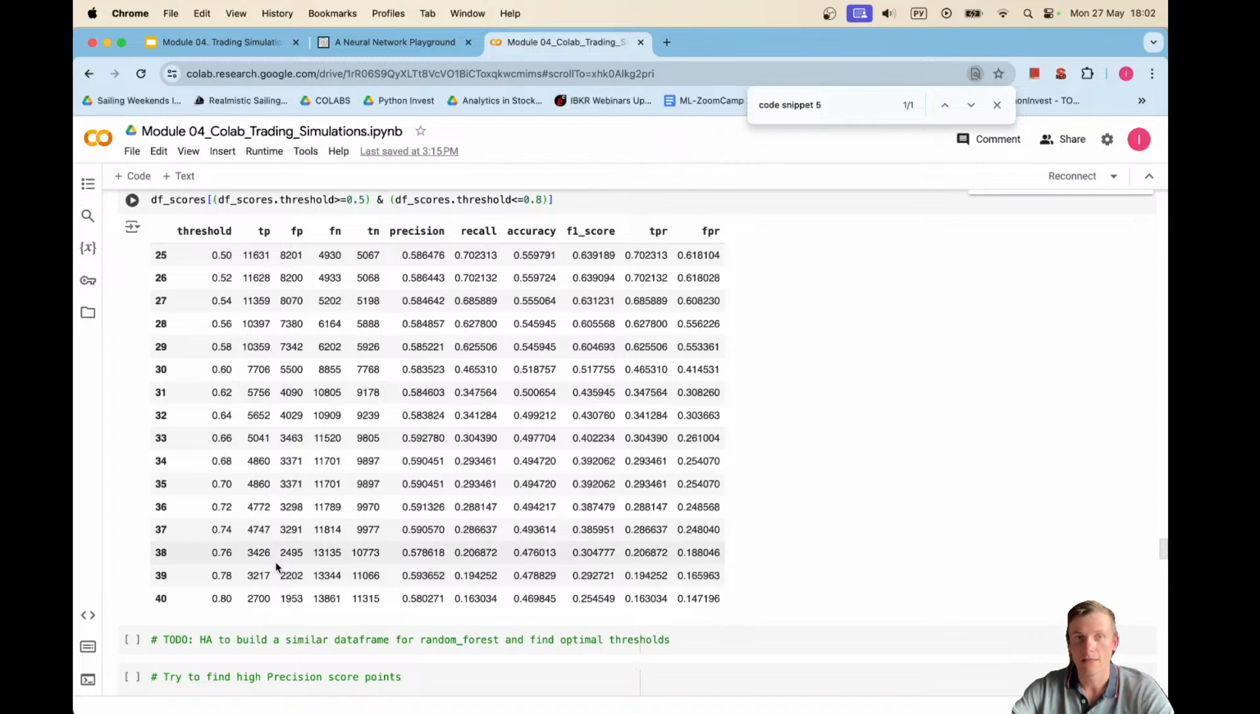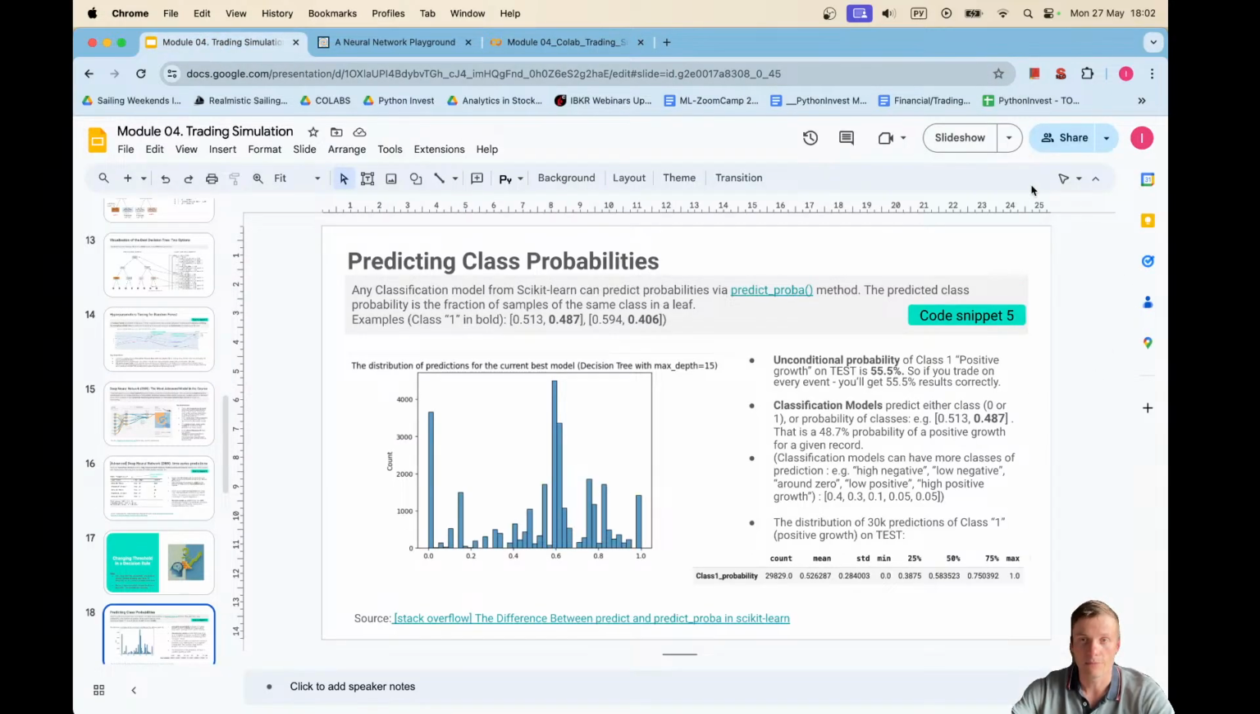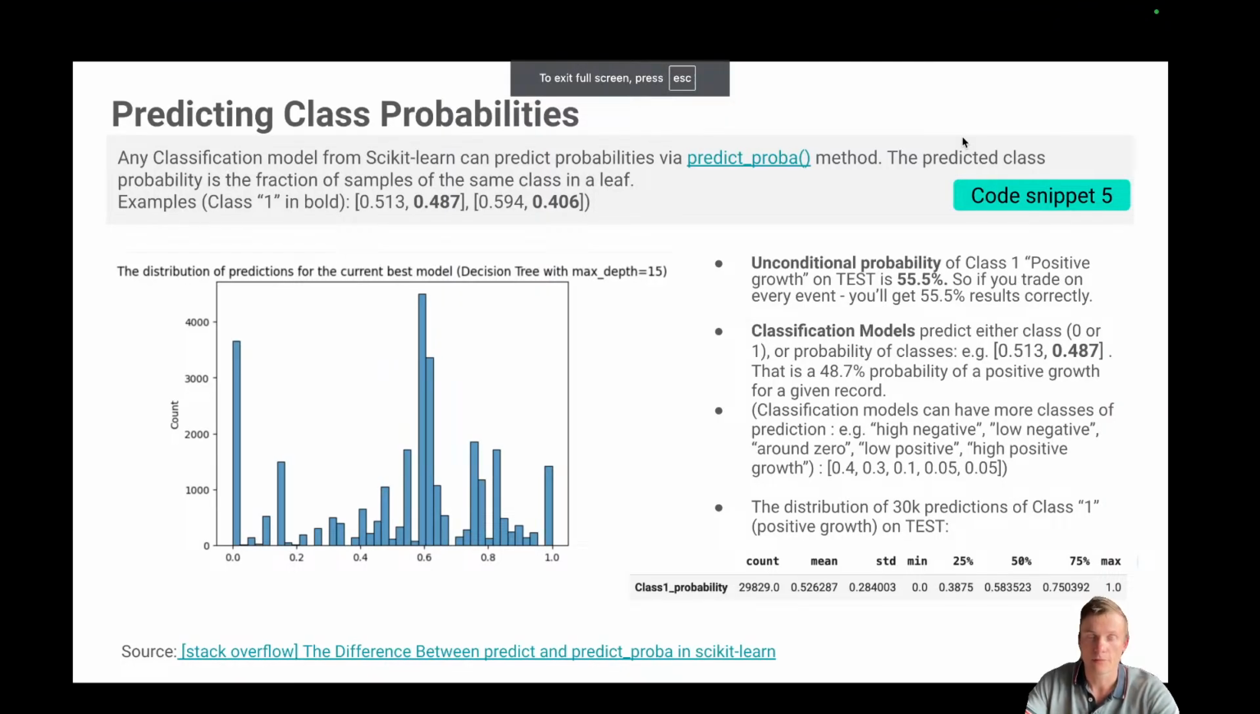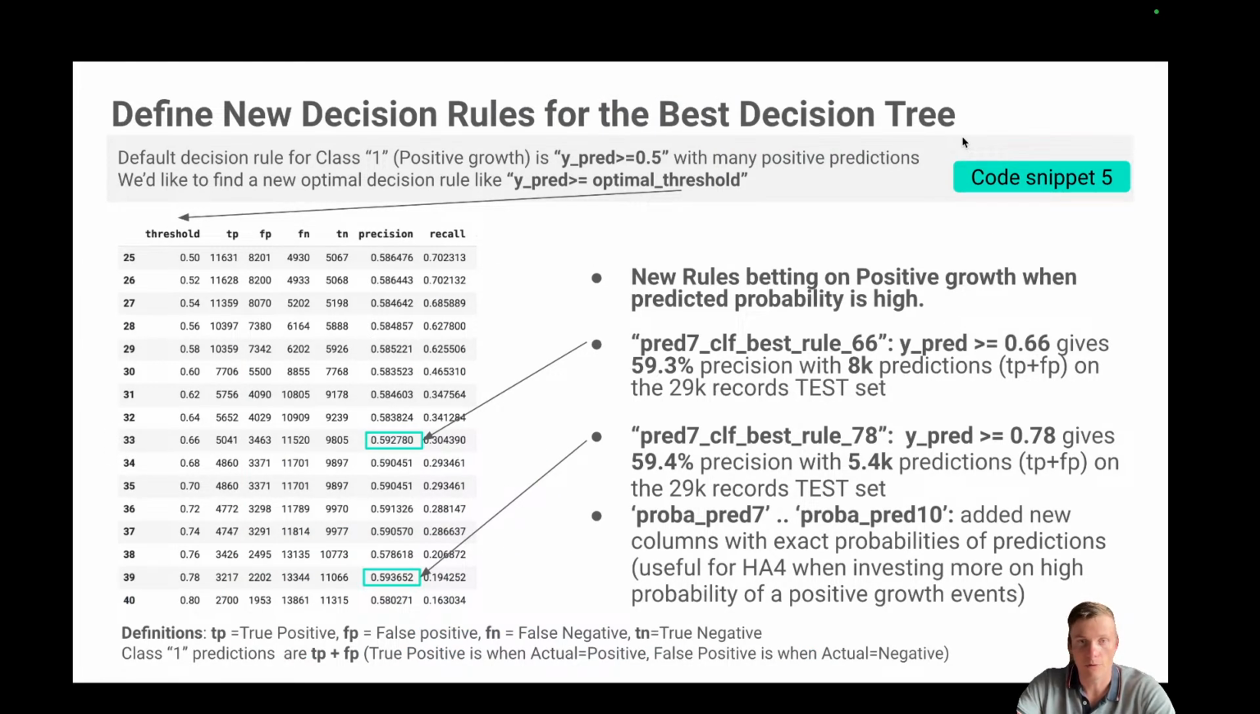So let's return back. We have just a few slides left, and they are quite important slides to get more predictions and to understand how we work with those predictions in simulations.